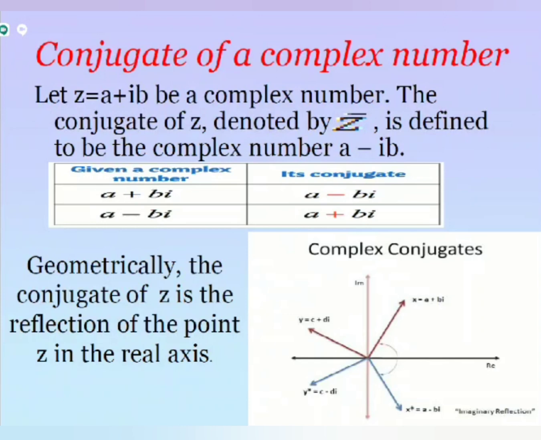Geometrically, the conjugate of z is the reflection of the point z in the real axis. Just consider the figure. This is a complex number, and this is the real axis, and this is the imaginary axis, and this is the conjugate of z whose value equals a minus iota b. So the conjugate of z is the reflection of the point z in the real axis. Go to the next slide.